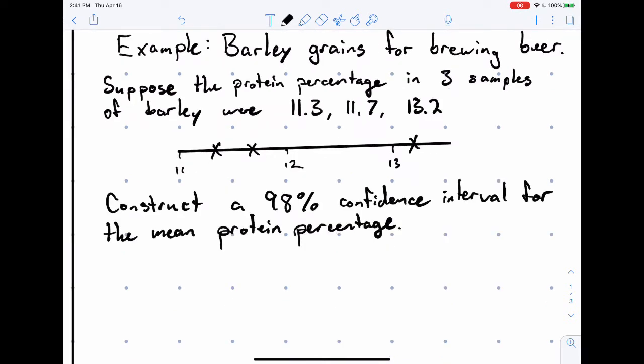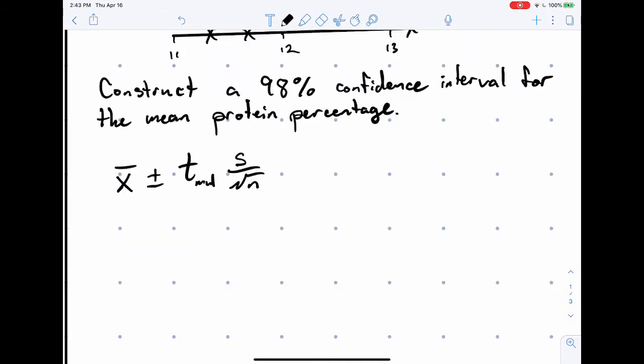So here's the problem statement: construct a 98% confidence interval for the mean protein percentage. We have 3 observations, and we'd like to get an interval for the mean. I'll write the formula as this: x bar, the sample mean, plus or minus some t multiplier, which I haven't said what it should be yet, so we'll work that out, times the sample standard deviation divided by the square root of n. So let's write down what all these are.